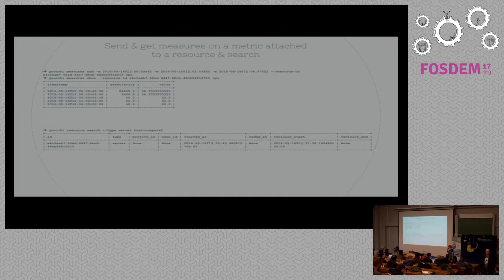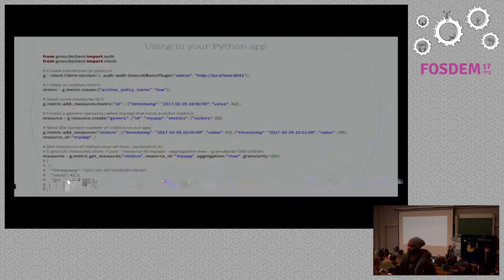It's not tied to only infrastructure, so in our context in OpenStack we do talk a lot about instances, volumes, and networks, but it's actually applicable to any kind of resources. If you have an application, a website with visitors or anything, you can use all this system to create your own metrics. So this is how to use it in Python.